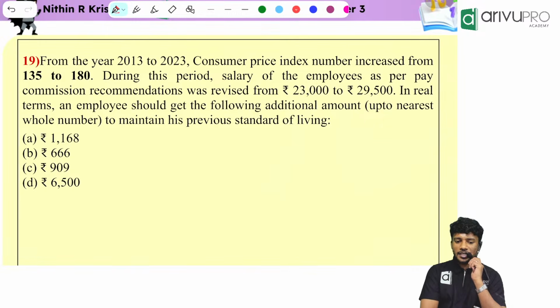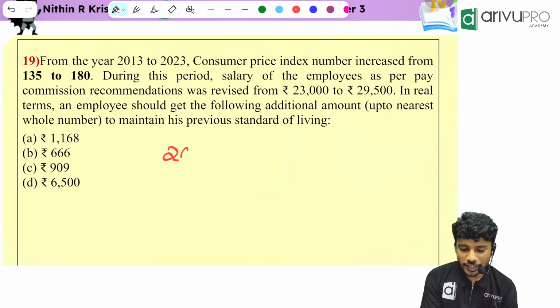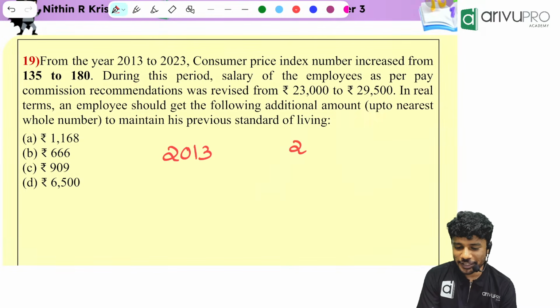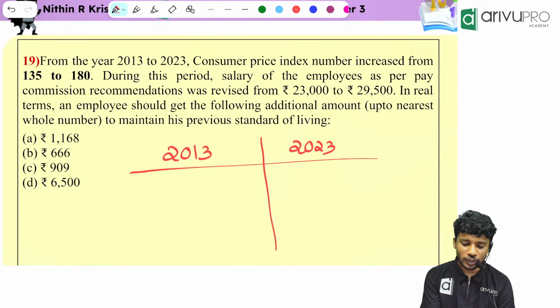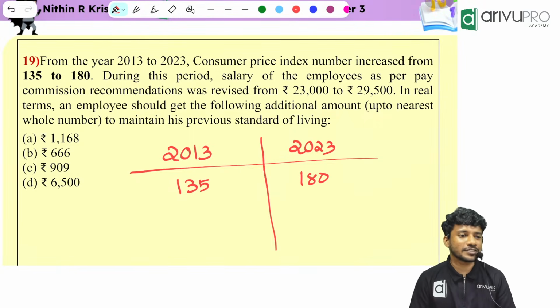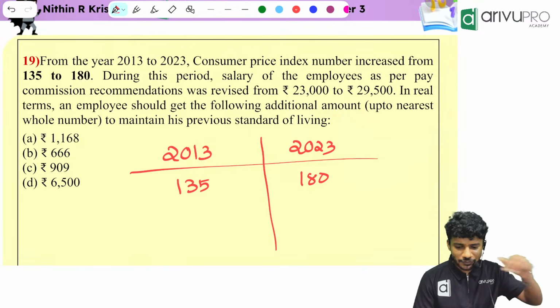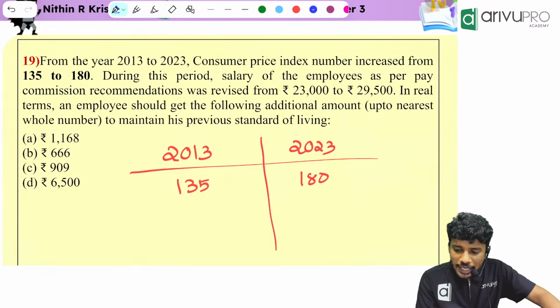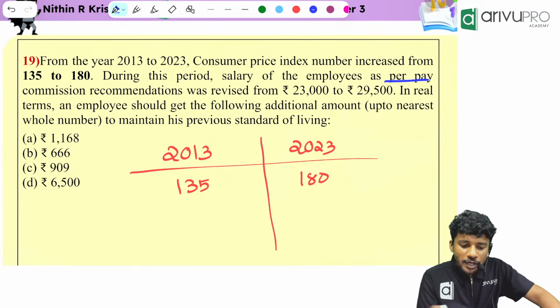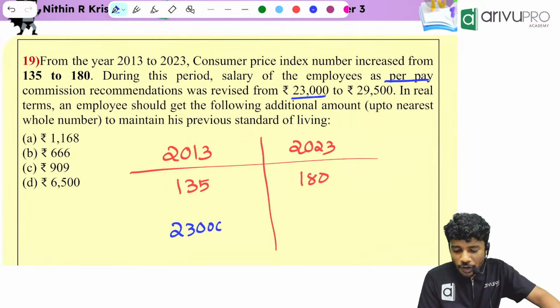From the year 2013 to 2023. So, which are the years, people? 2013, 2023. Years are like this. Consumer price index increased from what to what? 135 to 180. It increased from 135 to 180. During this period, salary of an employee as per pay commission was revised from 23,000 to how much, people?